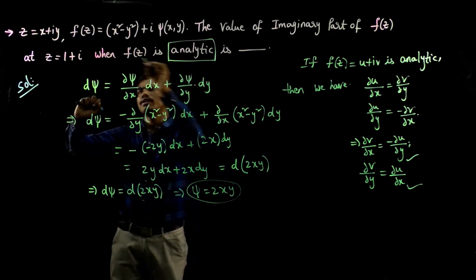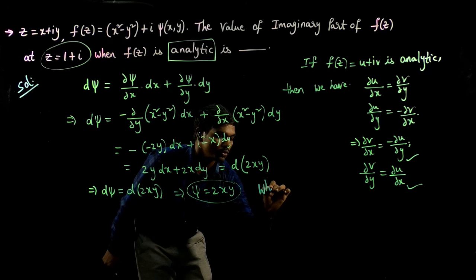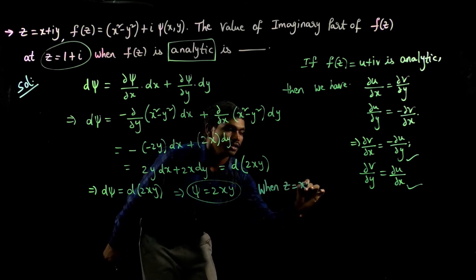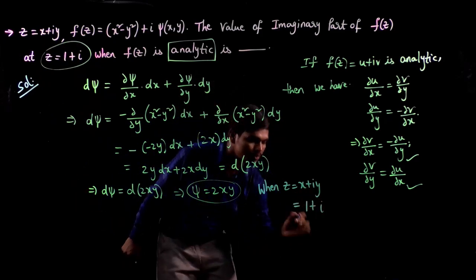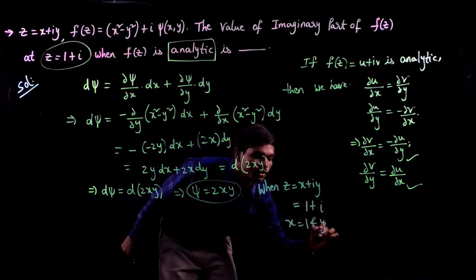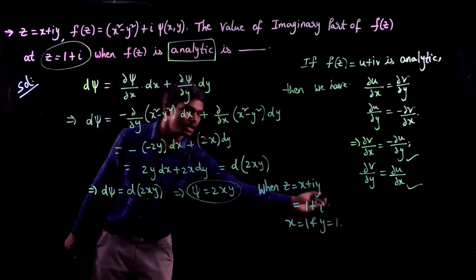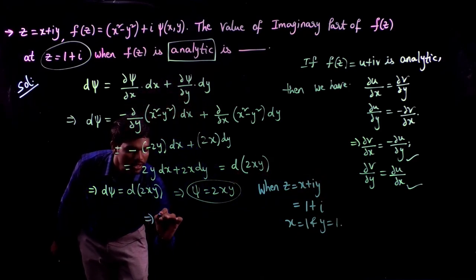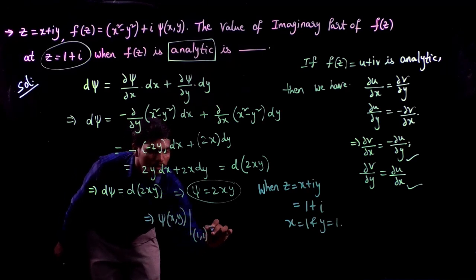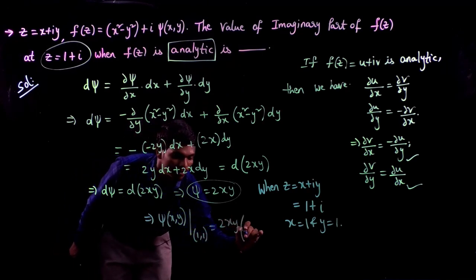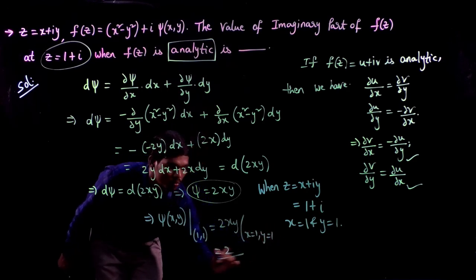Now he is asking for the value when z is 1 plus i. Look here, look carefully, when z is equal to x plus iy, it's given in the beginning of the question, and now it's being told this is 1 plus i, which means x is equal to 1 and y is equal to 1. So if you calculate this psi of x comma y value at x is equal to 1 and y is equal to 1, this implies psi of x comma y at 1 comma 1 is equal to 2xy at x is equal to 1 comma y is equal to 1. So this is equal to 2, correct?